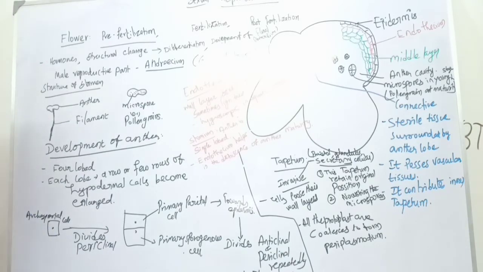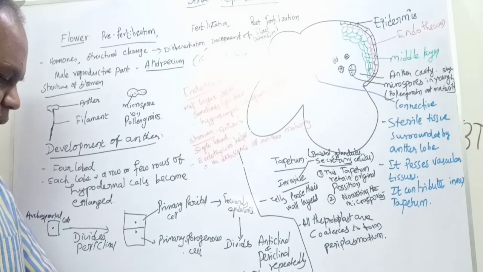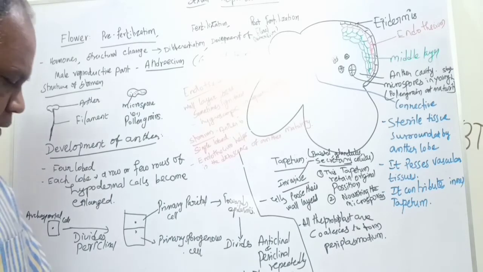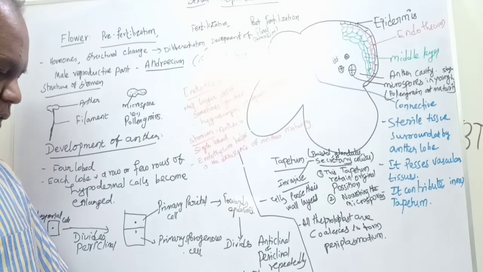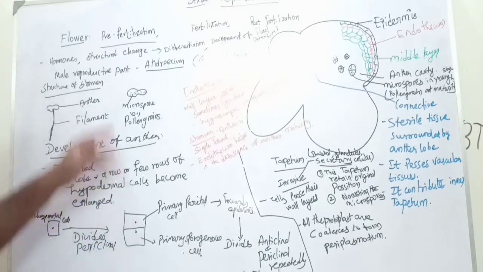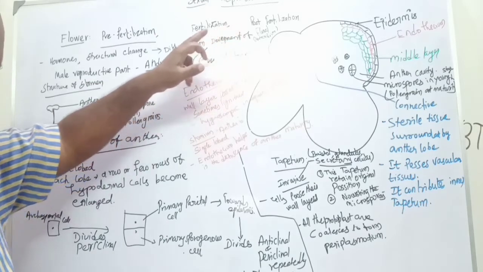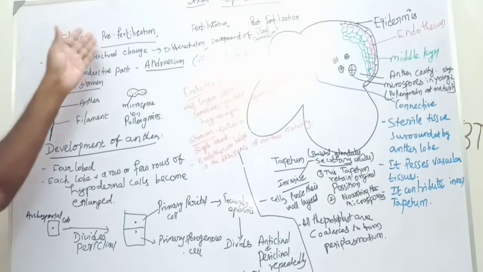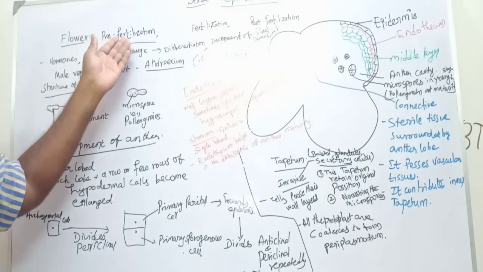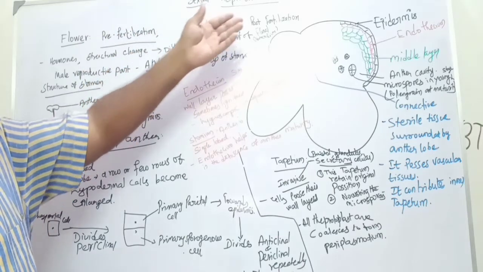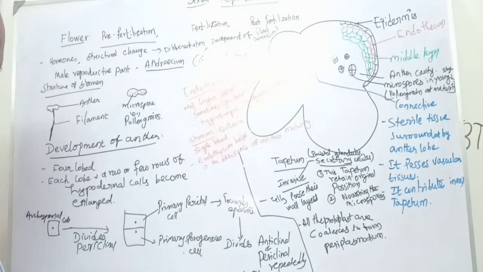The flower undergoes changes in three main stages. They are pre-fertilization, fertilization and post-fertilization changes. One is pre-fertilization, second is fertilization, and third is post-fertilization changes.